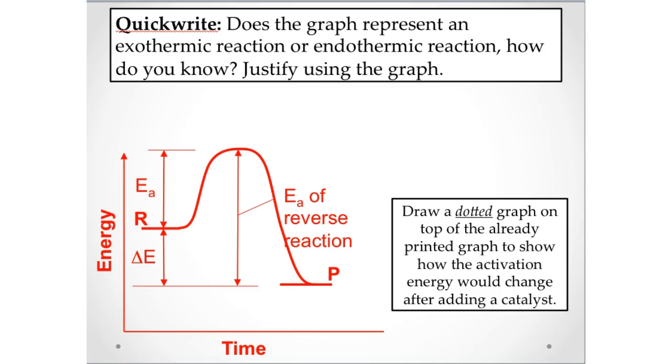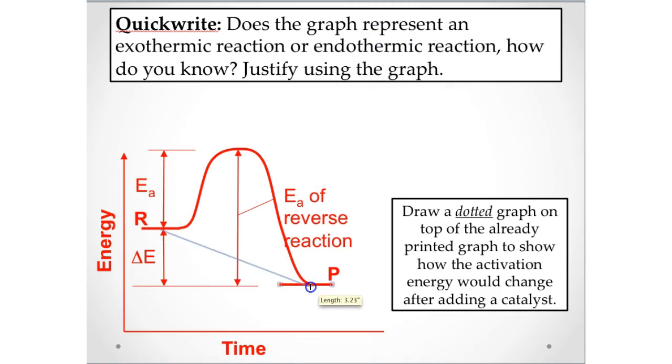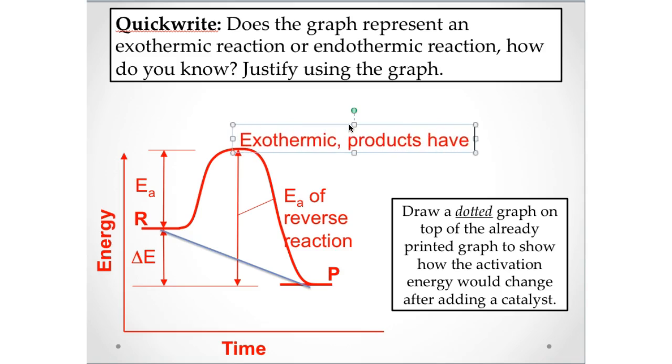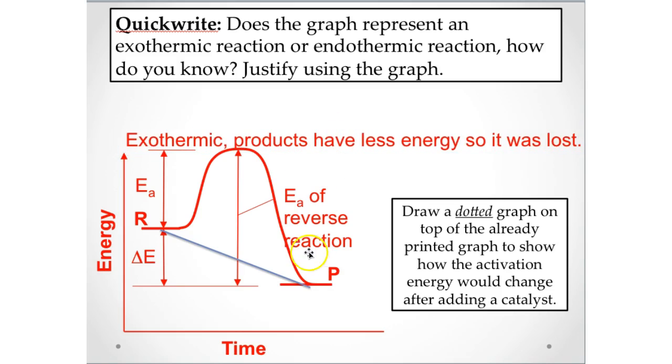So here's another quick write. And this one gives you an energy diagram. And it says, does this represent exothermic or endothermic reaction? How do you know? Justify using the graph. So we do this the way I taught it to you, where you could look at the slope. So from the beginning to the end, there's a negative slope. Therefore, it's exothermic. Okay, so this is exothermic because the products have less energy. So it was lost, right? So if you look here, there's less energy, it was lost. And that's how I justify myself by using this graph, okay?